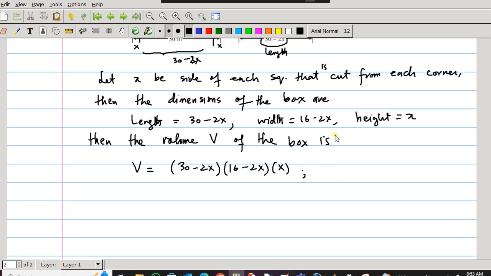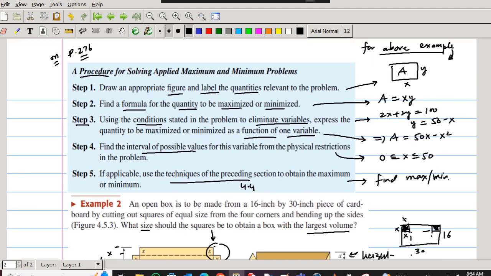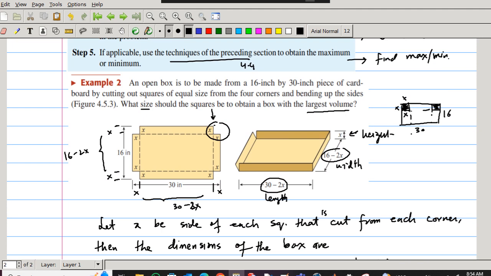interval for x, right? x is again the height. So x has to be greater than or equal to 0. x is the size of the square, so it has to be positive. And what can be the maximum size? Look here. If I am cutting the square, I can cut maybe half of the side. I cannot cut the full side. If I have a sheet, I can at the most cut half of the sheet and bend it, not more than that.